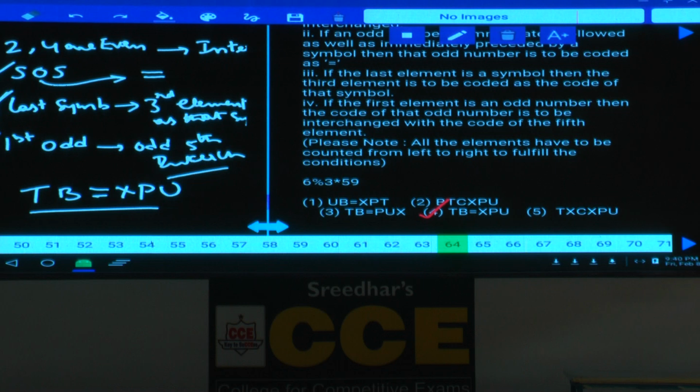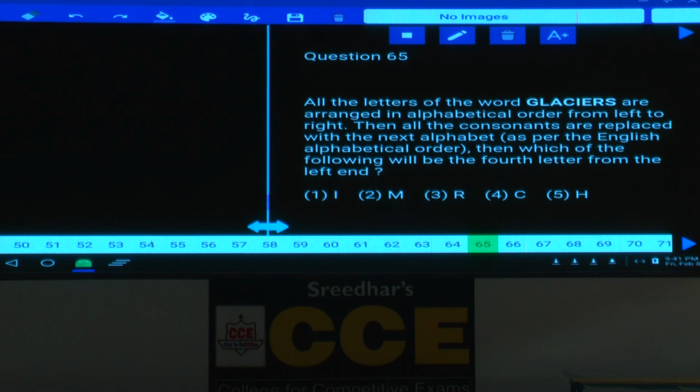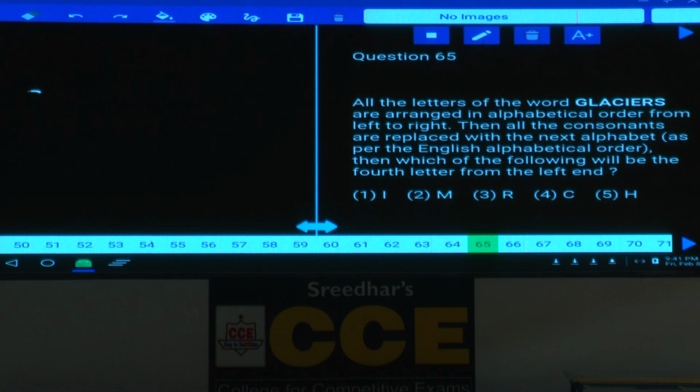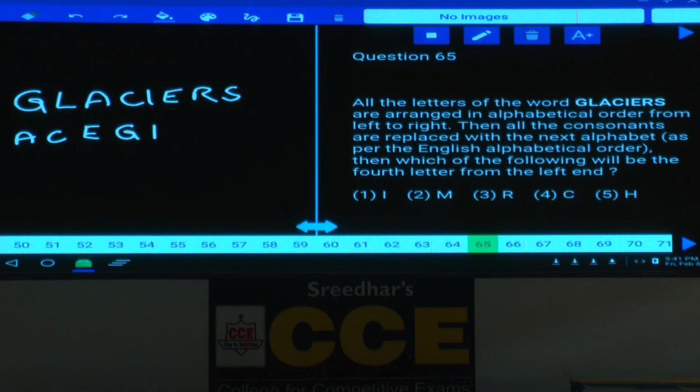Now this is about question number 60 to 64. Then 65, all the letters of the word glaciers, GLA, CI, ERS, all the letters of the word glaciers are arranged in alphabetical order from left hand side to right hand side. Left to right alphabetical order, this will be A, C, E, G, I, L, R, S. Then all the consonants are replaced with the next alphabet. Then which of the following will be fourth letter from the left hand side? Tell me what is the fourth letter from the left hand side here? G. And G is a consonant, hence to this G, its next letter G plus 1 H, that is choice 5 is the answer.